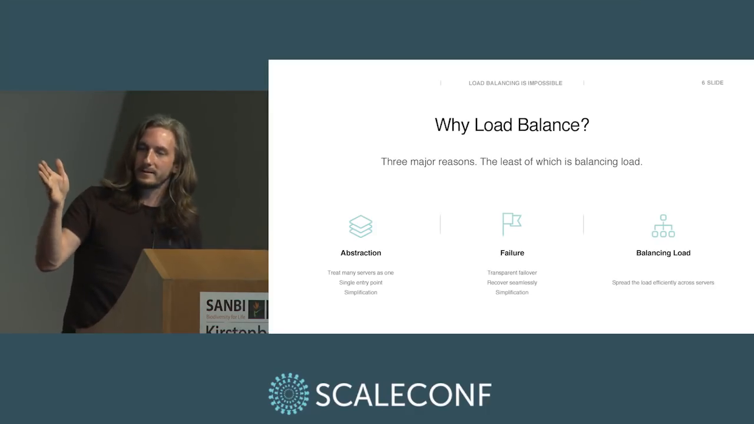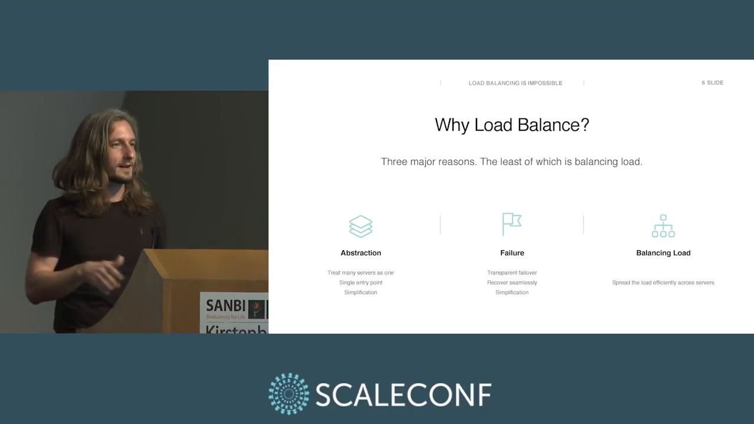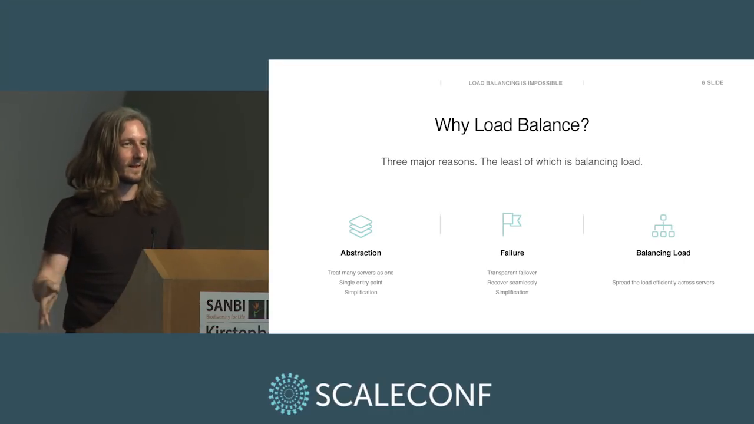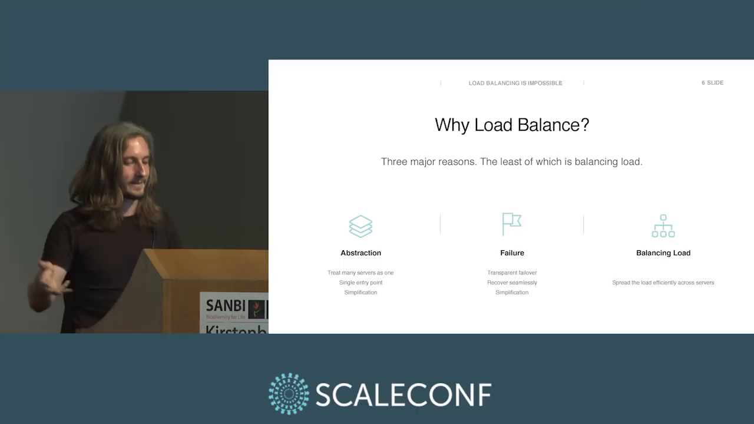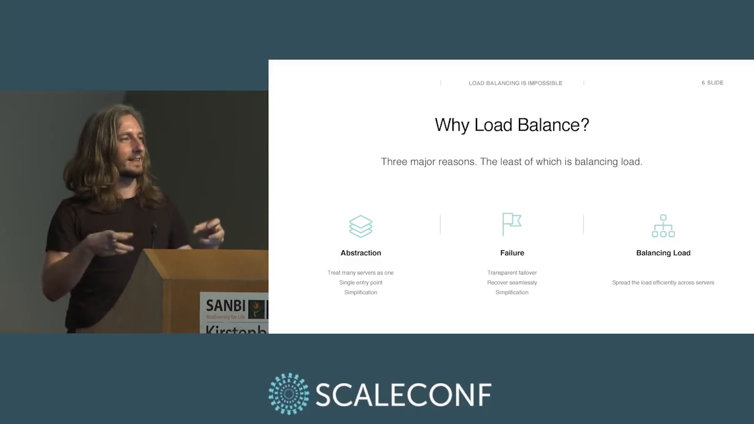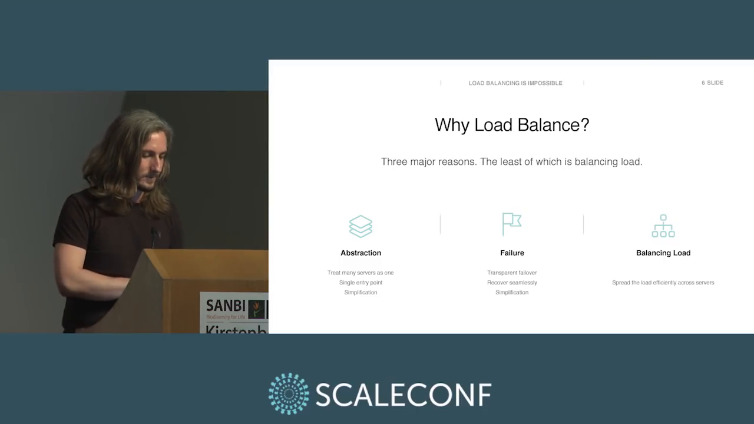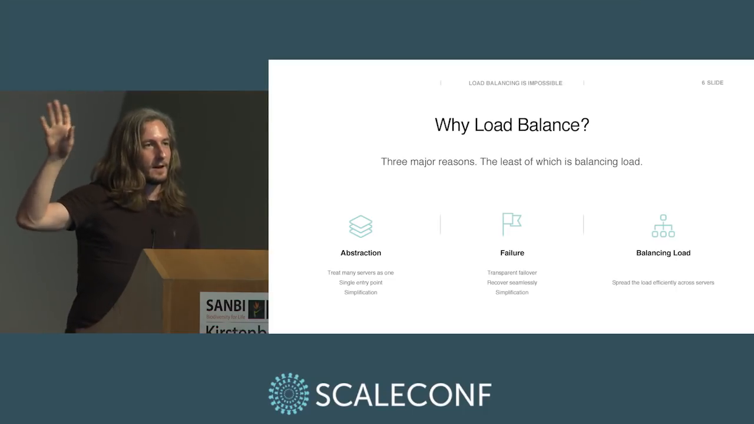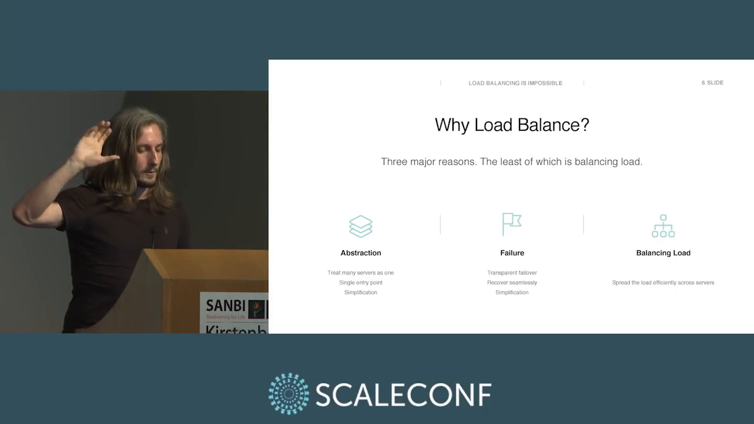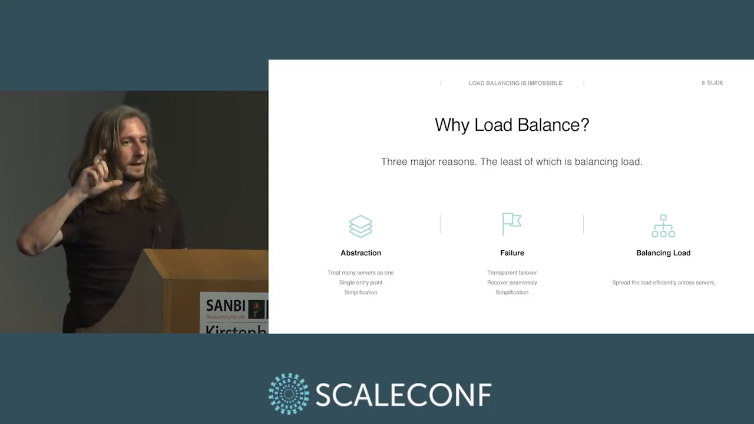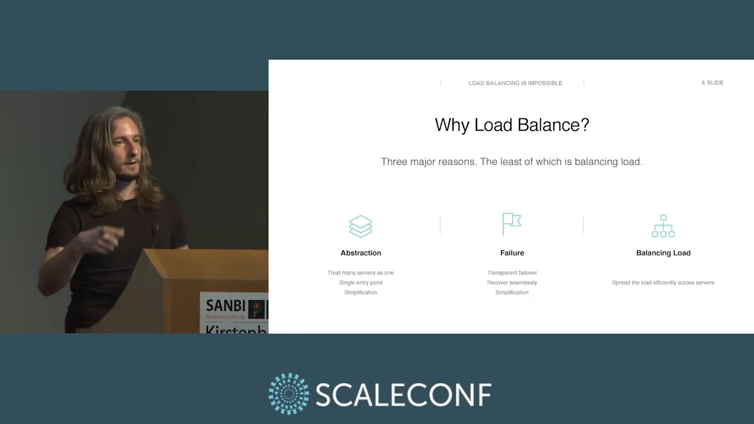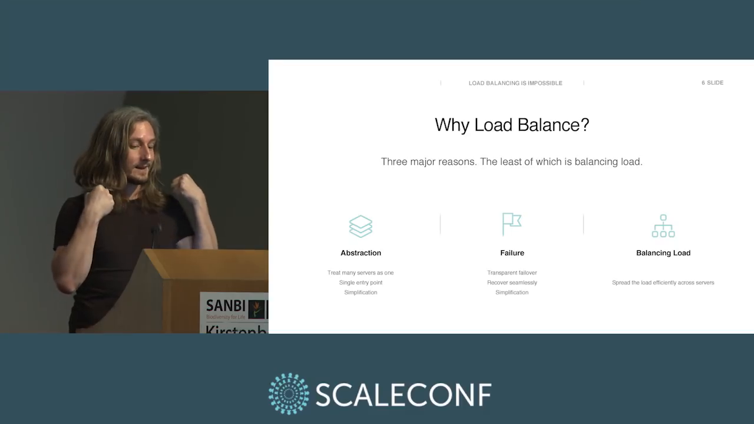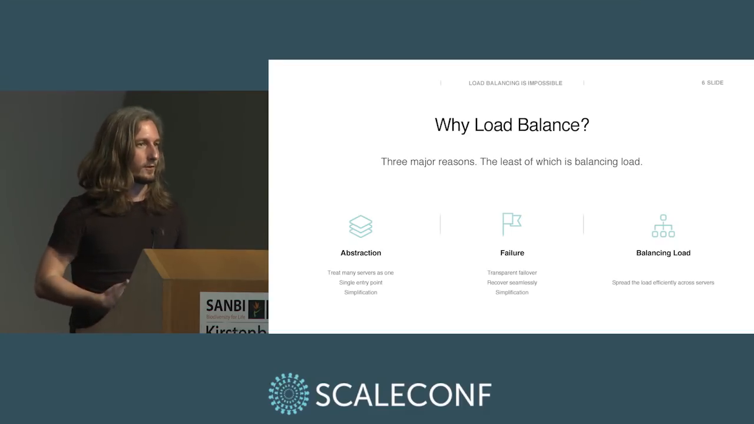And then the third one, I think it's a distant third in a lot of cases, is actually balancing of the load, the performance, efficiently doing this thing. And I think if you notice those first two, abstraction and failure, failover, they're both for simplification, right? I think that's one of the reasons why we end up using random, because it's the simplest possible thing you could do.